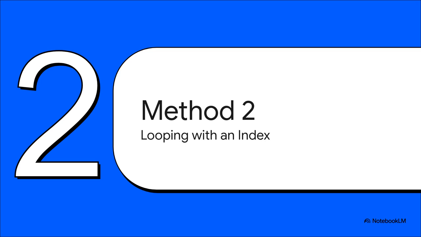But what if you do care about the position? What if you need to know not just the value, but also its exact spot in the tuple? Well, that's where our second method comes into play, looping with an index.